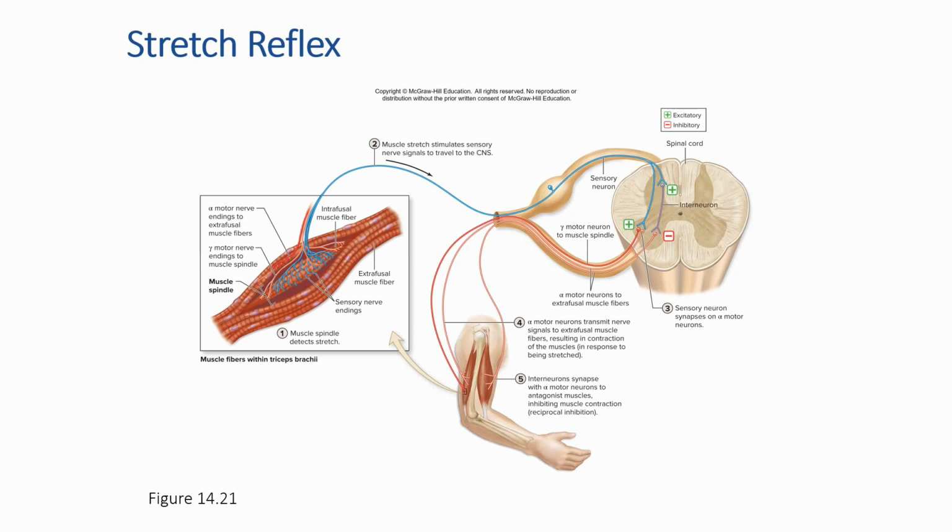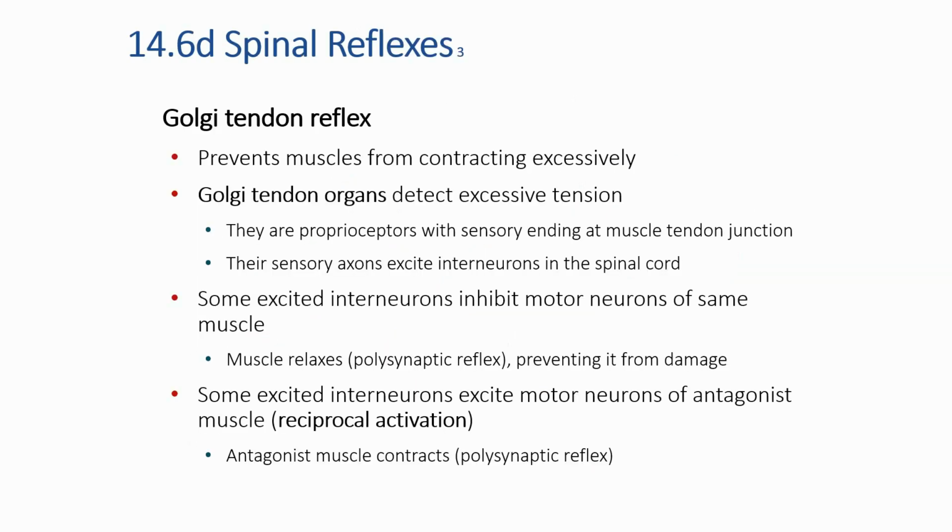So that is a monosynaptic ipsilateral stretch reflex. Golgi tendon reflexes prevent muscles from contracting excessively. They're there to prevent the muscles from damaging themselves. So there are proprioceptors at the junction between a muscle and its tendon. And as those Golgi tendon organs fire, they're going to let the brain and the spinal cord know that there's too much tension on the muscle and it needs to be relaxed.